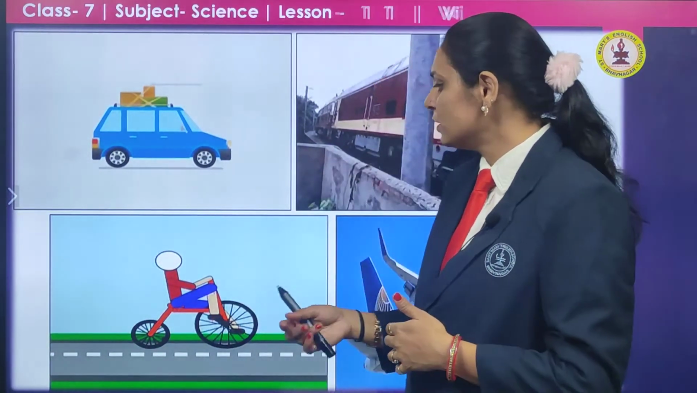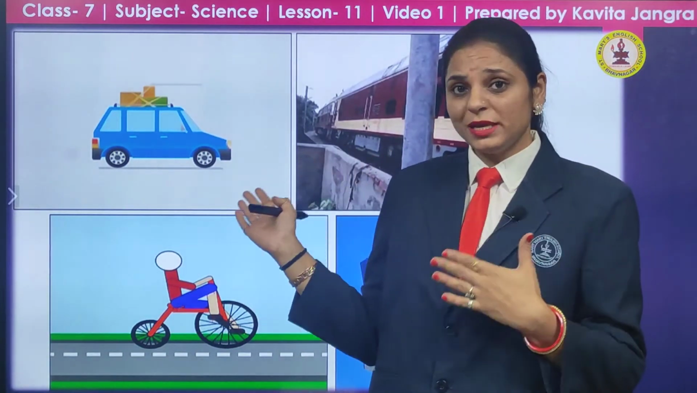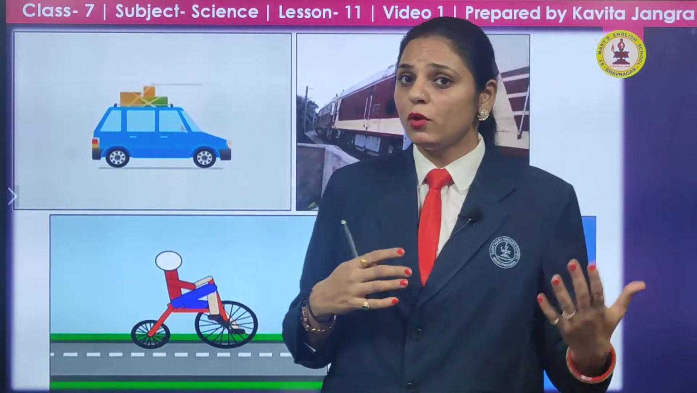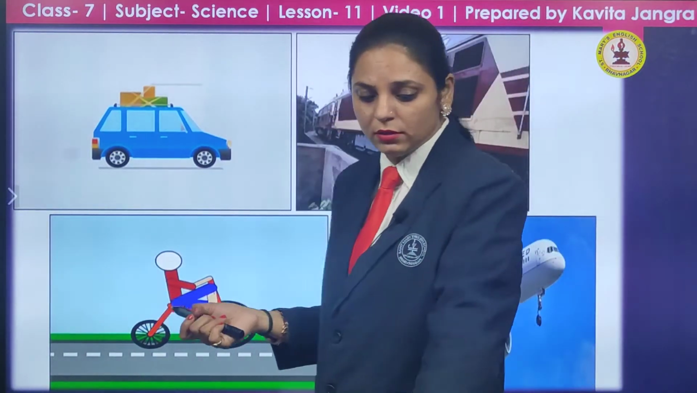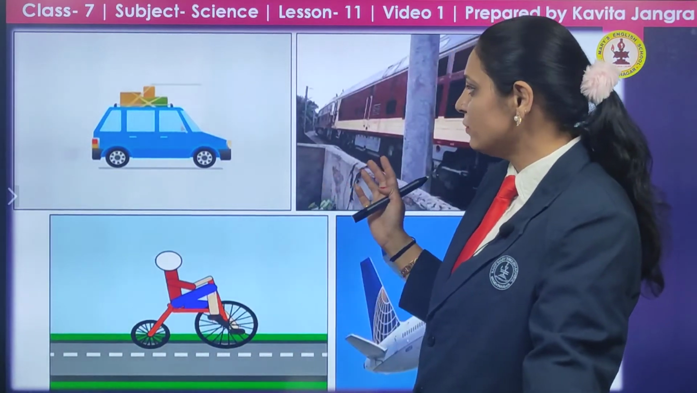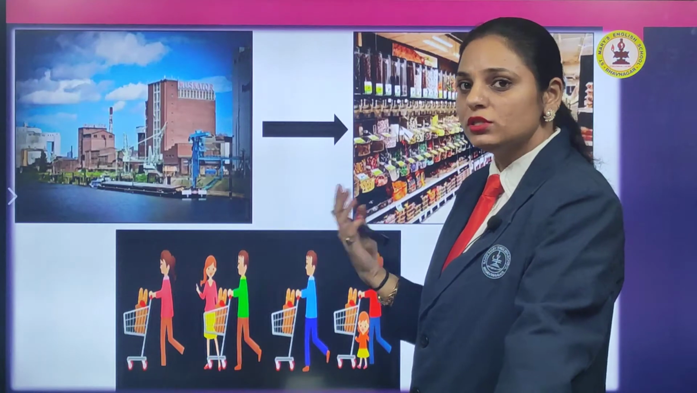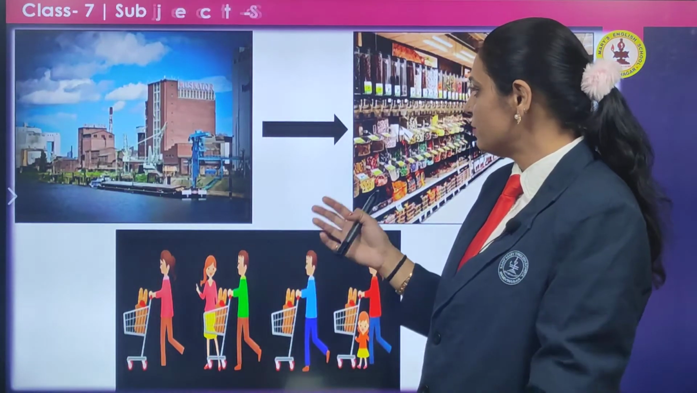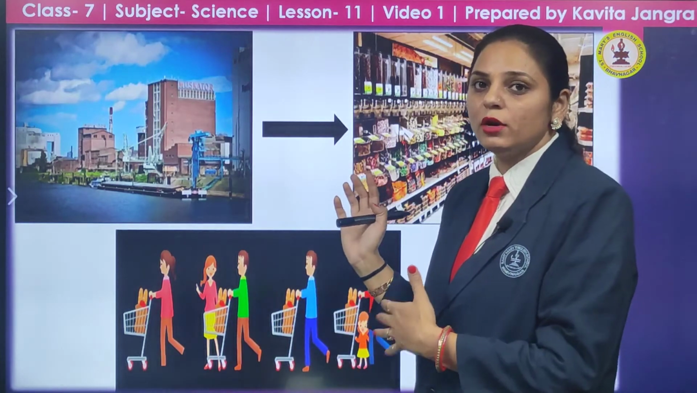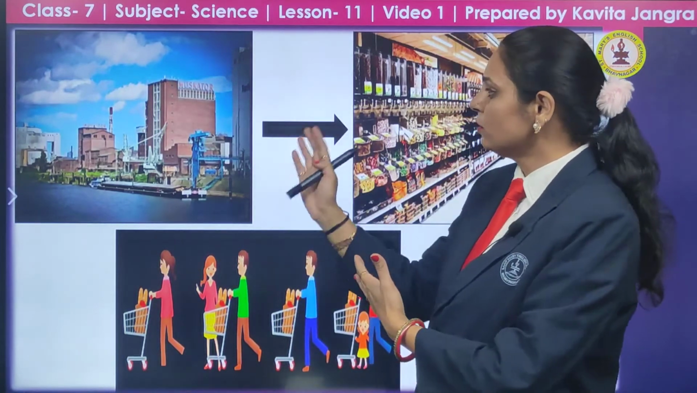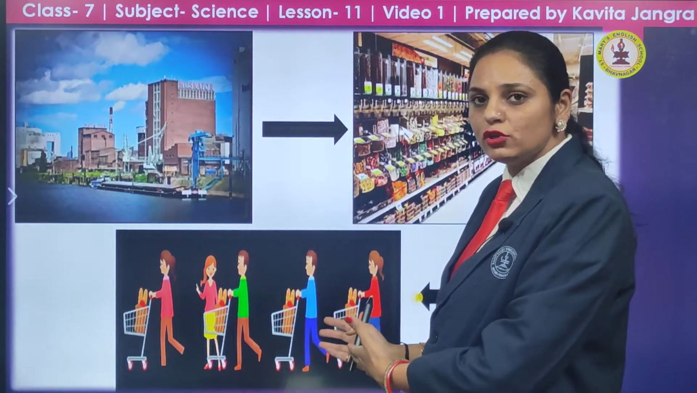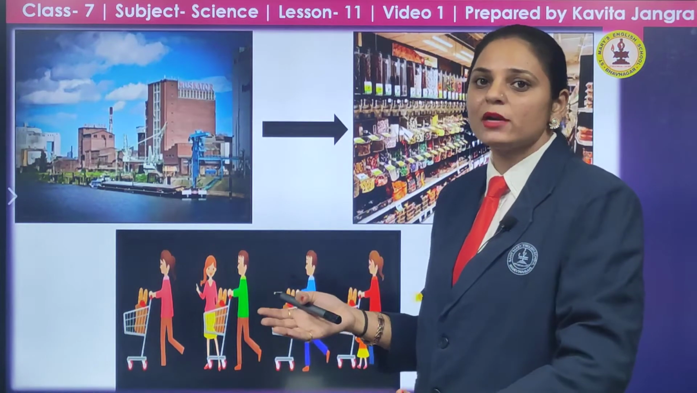Likewise, here you can see the basic different modes of transportation. There are the car, bicycle, aeroplane. When we want to go from one place to another, that is transportation. Transport means of transport. So when we want to go from one place to another, we use different modes. Say, for example, if we go to a shopping mall, goods are being transported from different places, from the industries to the malls, and then we purchase them and take them back to our home.